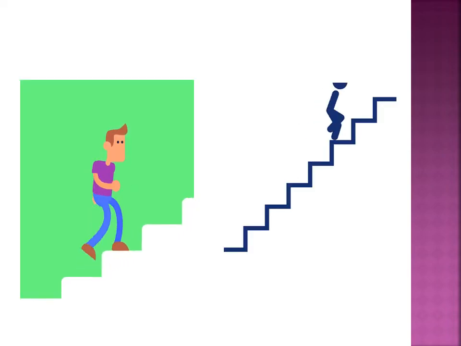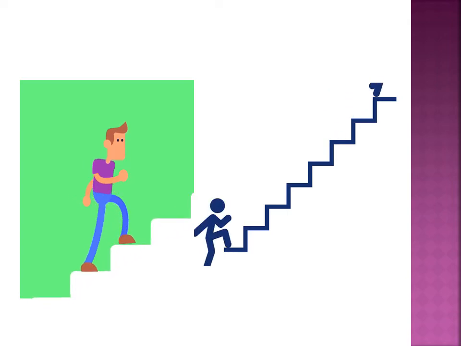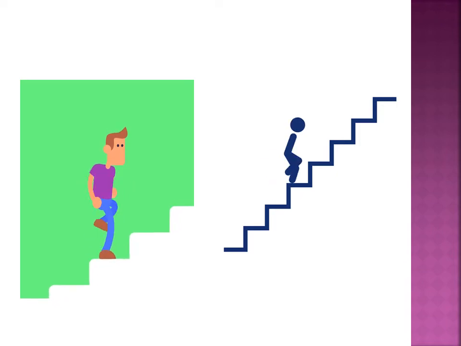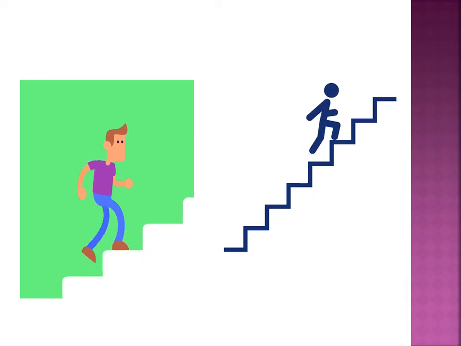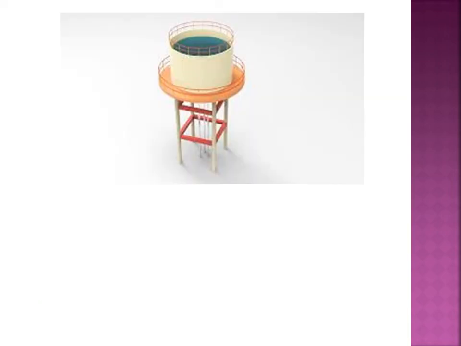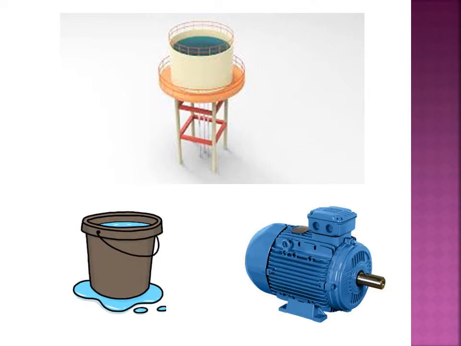Think before you answer. Can your father climb stairs as fast as you can? Now, when two persons are climbing the stairs, one person can be fast and the other slow, depending upon their capacity to do work or energy. This overhead water tank will be filled fast with the help of a bucket or an electric motor. So obviously, the answer is it will be filled faster with the help of an electric motor.